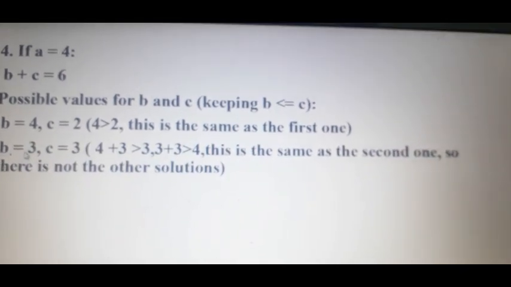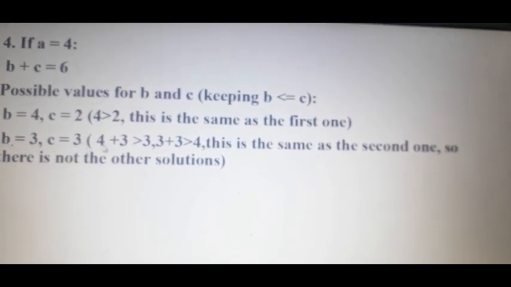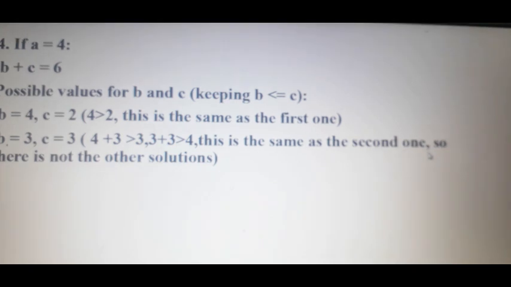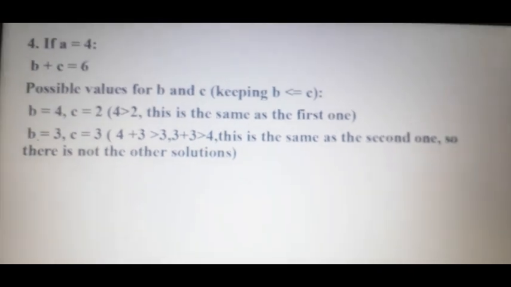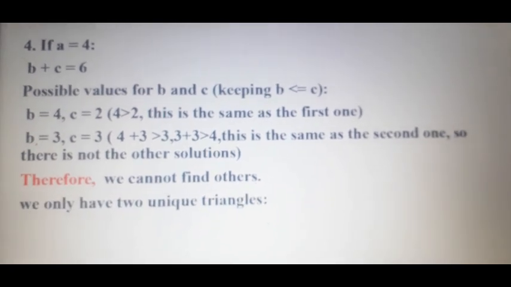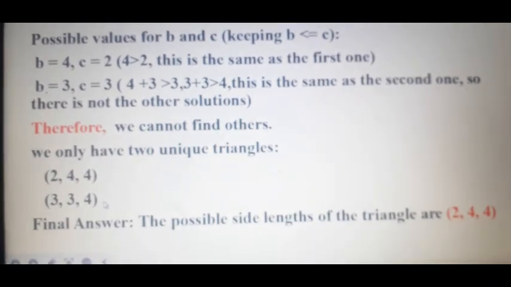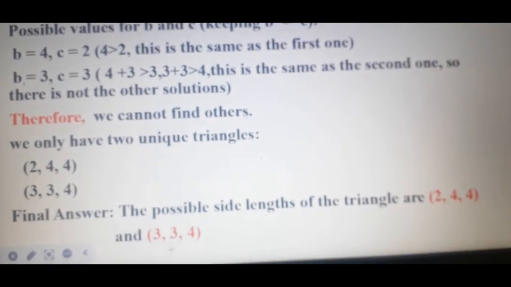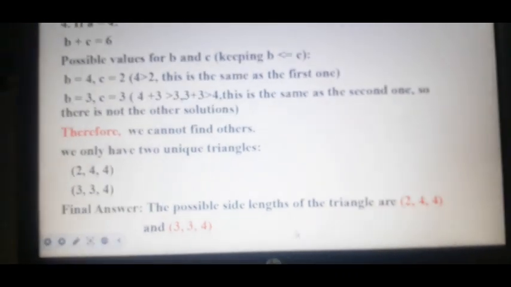This also does not hold. If we take B as 3, then 4 and 3 give 7, so C is 3. 4 plus 3 is greater than 3, and 3 plus 3 is greater than 4. This is the same as the second one. So there is no other solution. Therefore, we cannot find others. We only have two unique triangles: 2, 4, 4 and 3, 3, 4. So our final answer is that the side lengths of this triangle will be 2, 4, 4 or 3, 3, 4. It cannot be anything else.